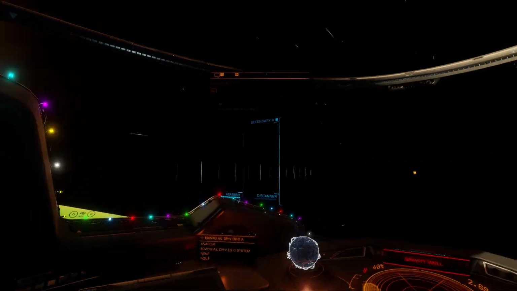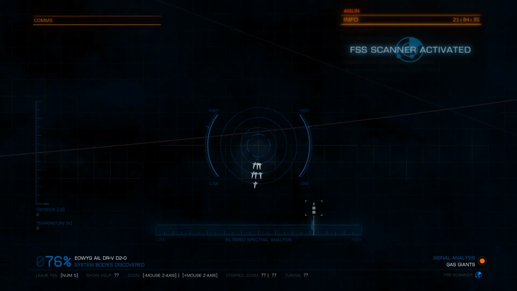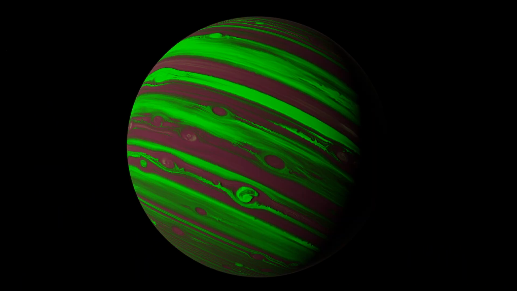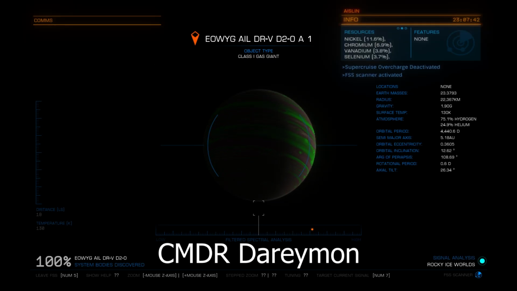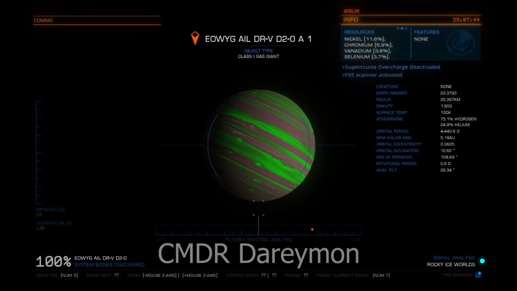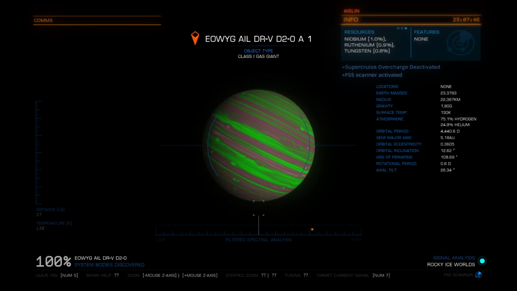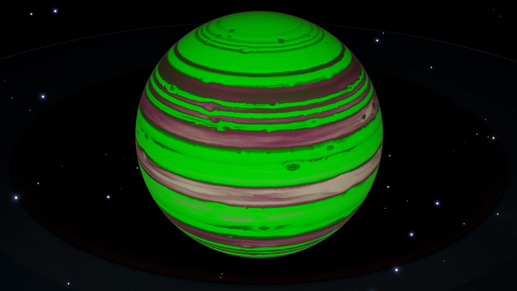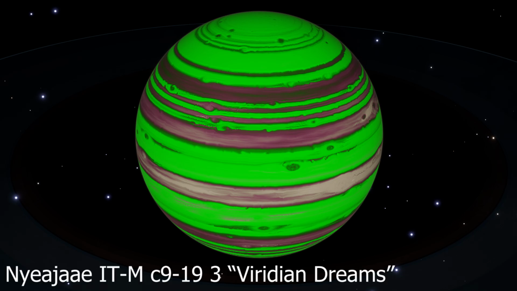Most of them have been random, until this guy popped up. This is a class 1 green gas giant discovered by Commander Dairymon. If you know class 1 GGGs, they seldom present like this. So it was quite a surprise to see it after traveling 60,000 light years to the edge of the Formidian Rift. The only other class 1 known to look like this was Viridian Dreams, discovered 6 years ago.